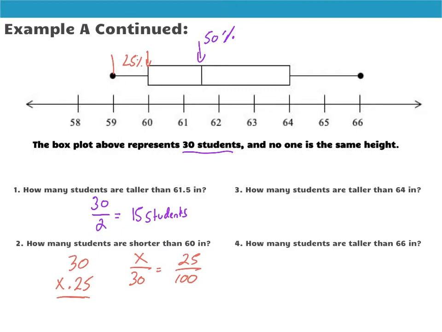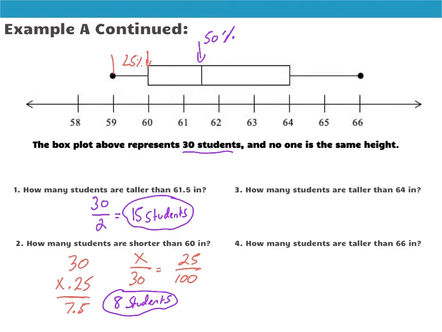Since my interest here is speed and not my ability to solve proportions, I'm going to just do the simple multiplication. 30 times 0.25 is going to give me 7.5, but that is a problem because I cannot have half of a student. So I need to make sure that I round up in this case. I know that I can't have half of a student, so my 7.5 is going to become 8 students. So the answer to that question is 8. Remember, we're talking about word problems here, so we need to have word answers every time.